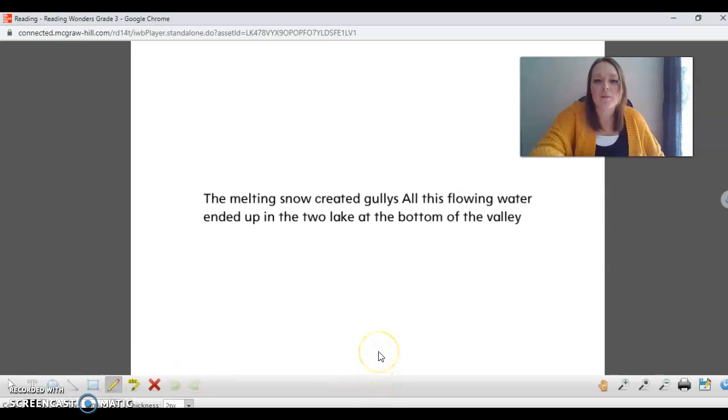Let's look at it. The melting snow created gullies. All this flowing water ended up in the lake at the bottom of the valley. Okay, I definitely see some punctuation errors and I see some spelling errors too.